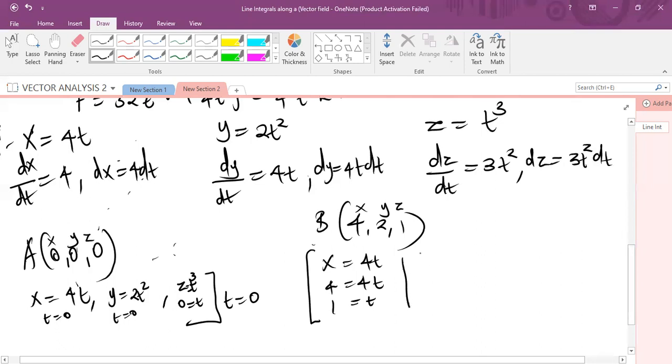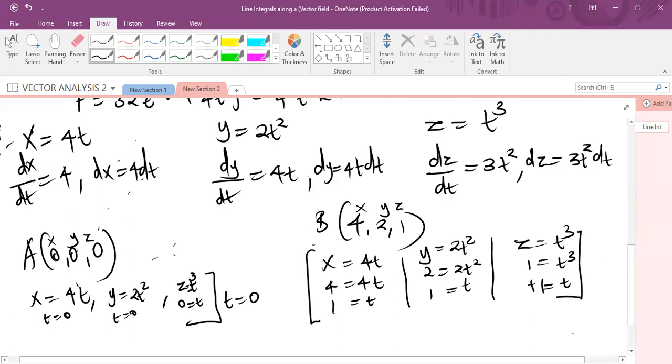Our Y is equal to 2t squared. When our Y is 2, what will be the value of t? So t will be equal to plus minus 1, so just 1. And then Z is equal to t cubed. When our Z is 1, what will be the value of t? So t will be equal to 1. So this basically translates to t is equal to 1.